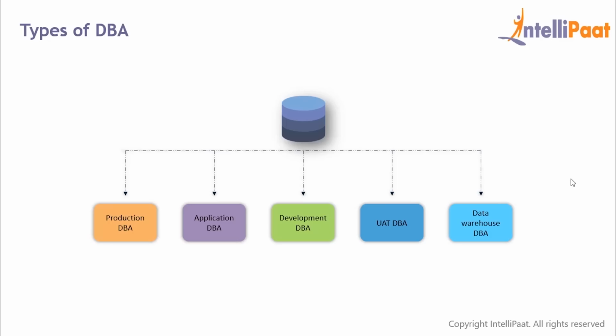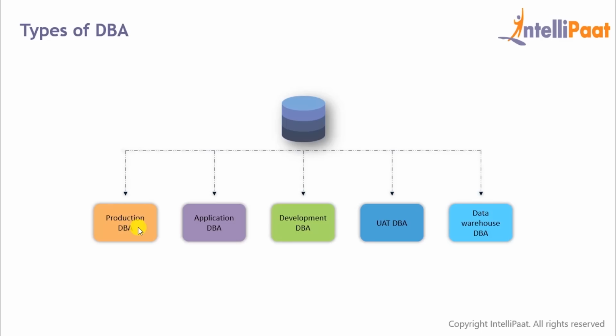So now that we know what are the roles of a DBA, let's look at the types of DBA. Let's start with production DBA. So a production DBA is responsible for maintaining databases within an organization. The production DBA often gets involved when all the design decisions have been made and he or she has to keep things up and running.